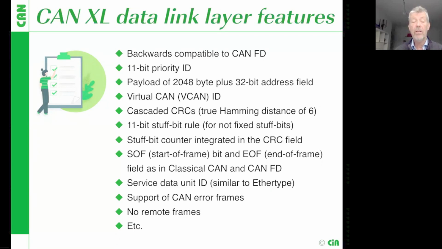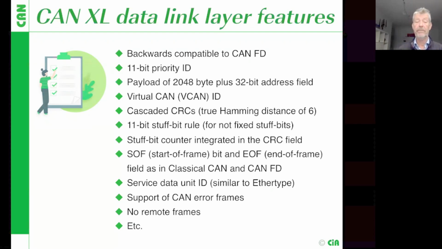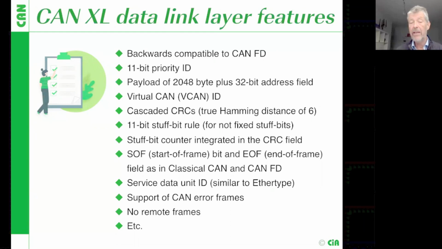And we have, of course, as in all the other CAN variants, the start of frame bit and the end of frame bit as we know it. New is the service data unit ID, which is similar to the EtherType. If you're familiar with that, this indicates which next layer has been chosen, which protocol has been chosen. We support, as in classical CAN and CAN FD, CAN data frames, and we are not allowing any remote frame transmission.